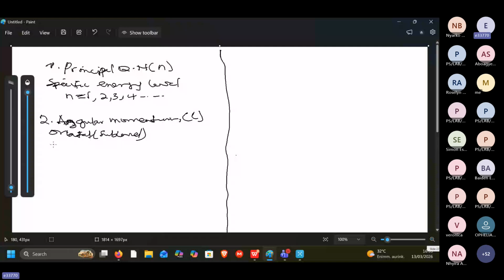Now, what's the representative of the orbitals? Well, 0 represents the s orbital. 1, we said, represents the p orbital. 2 represents the d orbital, and then 3 represents the f orbital, and then g, h, so we can go from that point. Well, that's the allowed values of L.